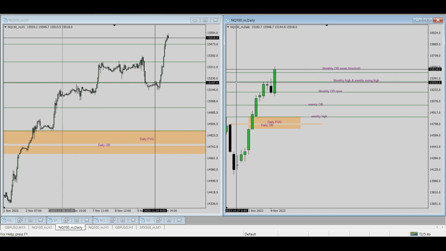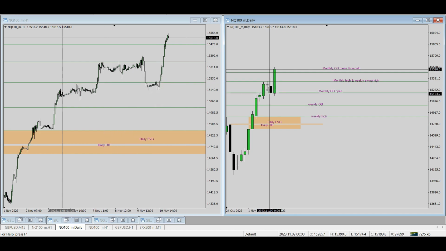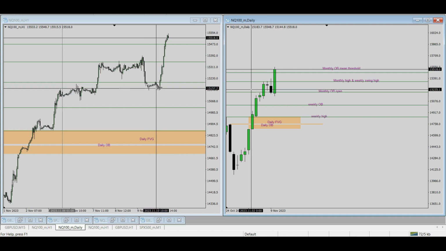So since we are within that order block range from the monthly time frame, and price is showing a willingness to defy that monthly order block, and we have seen price retrace into this particular daily fair value gap, that gives us more conviction to hold and see this particular trade pan out to the monthly order block mean threshold. So this is how you're able to identify draw on liquidity using top-down analysis.